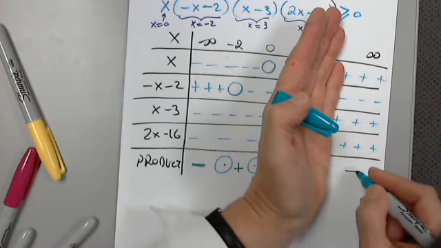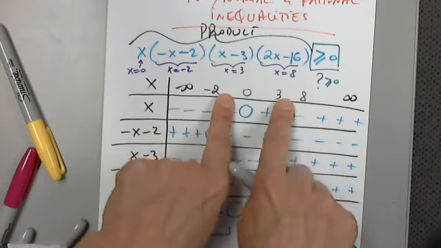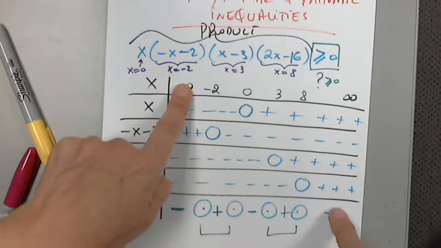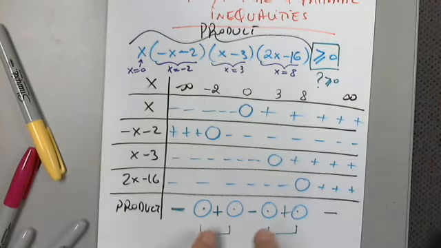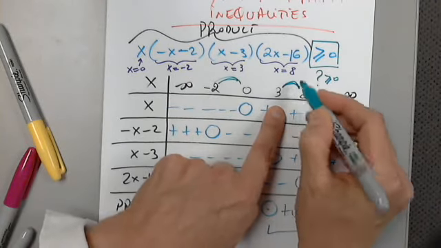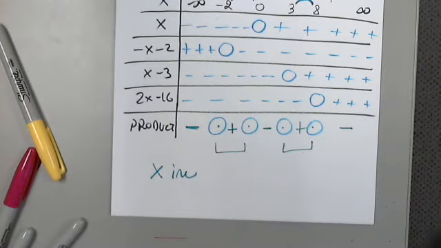Where is the product 0? Here and here. But the question is, for which x values? Which x values will make the product positive? These x values. Which x values will make the product negative? These x values. So I want this, and I want this. And that is the solution. x in the interval.